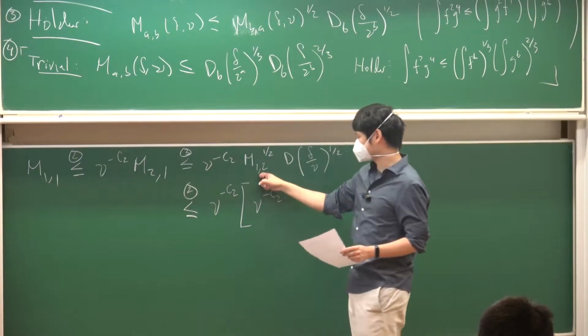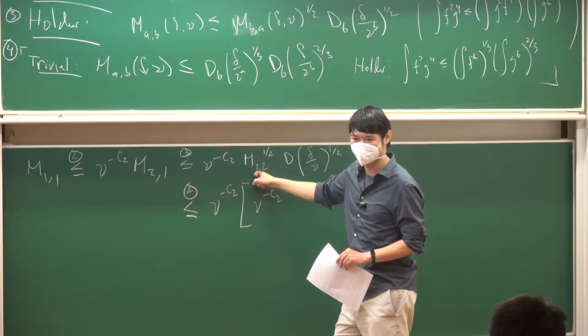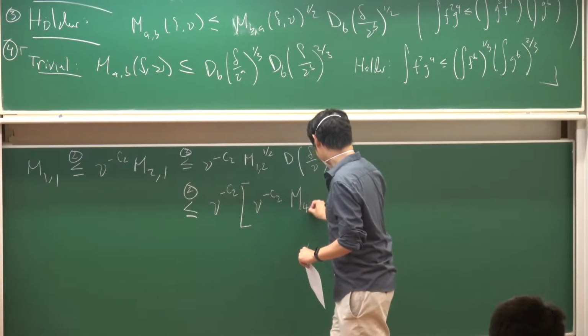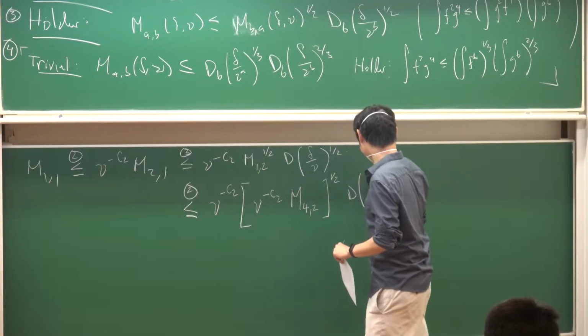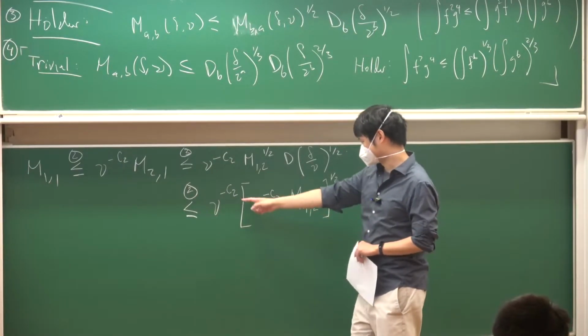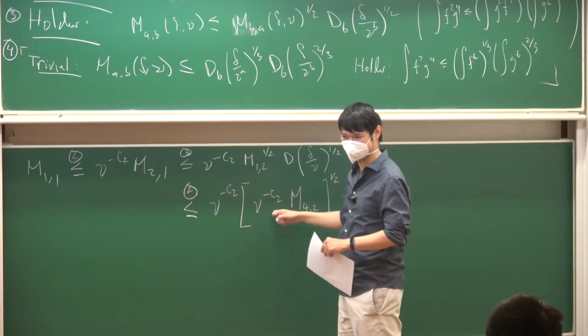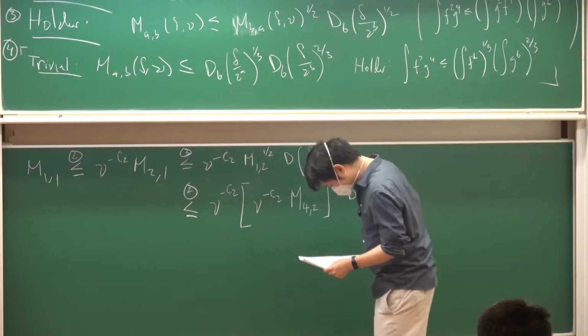What does 2 say? 2 says the first index can be upped to twice the second index. So twice the second index is 4. Okay, M42 to the 1/2 D of delta over nu to the 1/2. And then you can see that C3 is going to be like twice C2, because this is 1/2, and you can already see a geometric series happening.